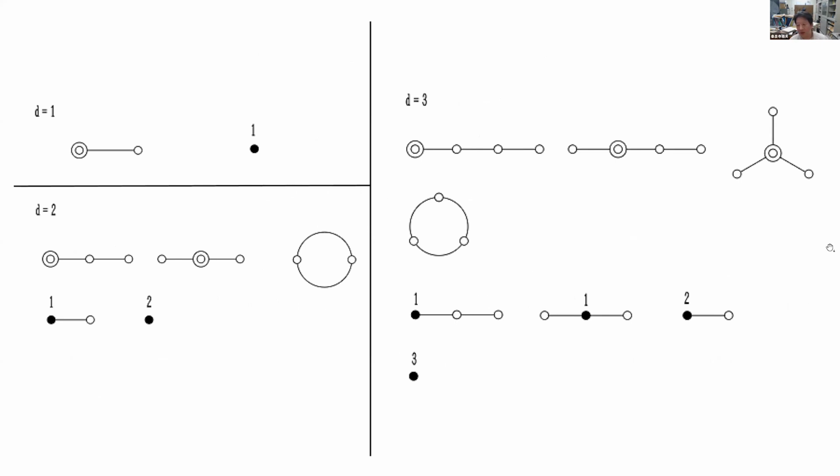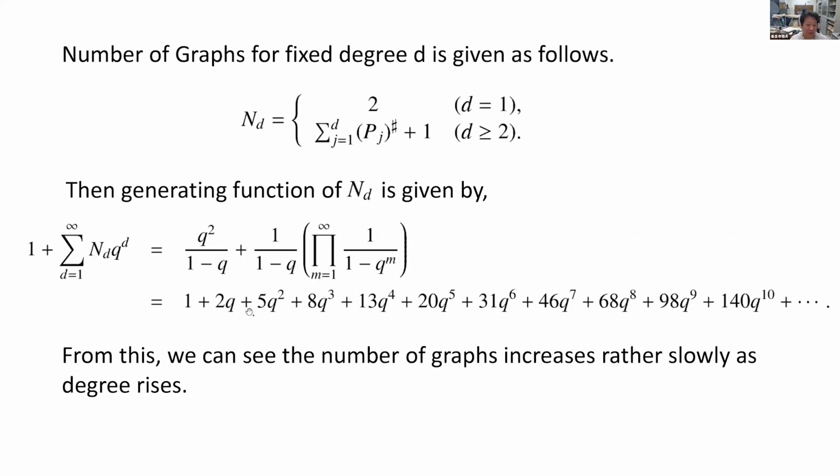So we can see the degree 3 is 8. So there are some hidden graphs, right? 1, 2, 3, 4, 5, 6, 7, 8. So from this power series, we can see that the number of graphs increases rather slowly as degree rises.